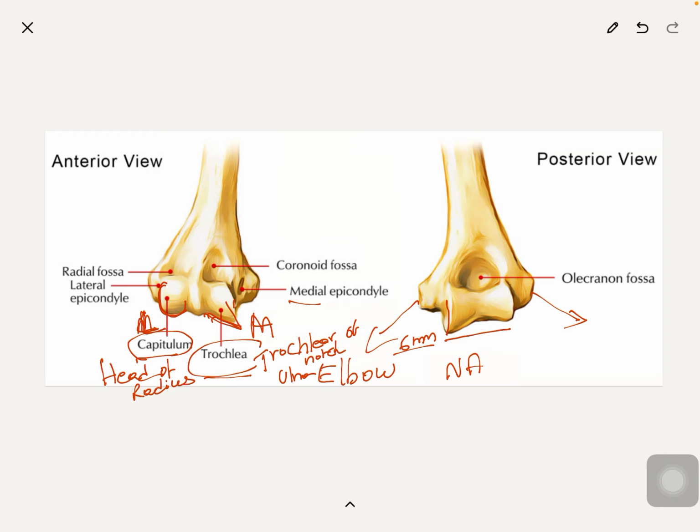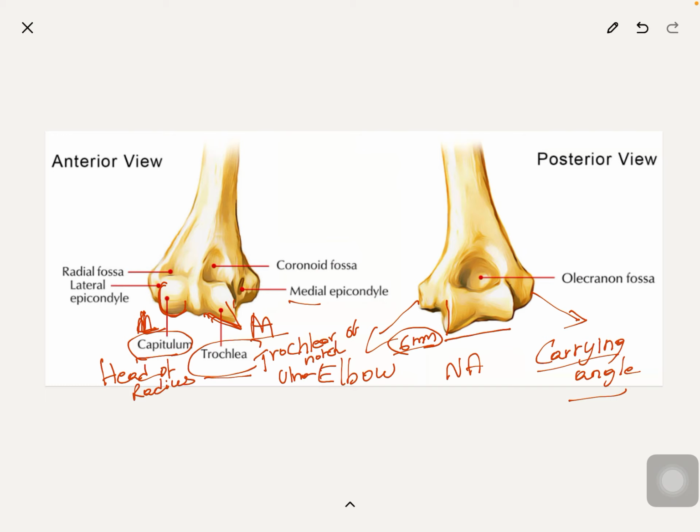So all of you see your upper limb. This forearm is deviated from the upper arm. That is called the carrying angle. The cause of this carrying angle is the medial margin of the trochlea, which extends 6 millimeters below the lateral margin.